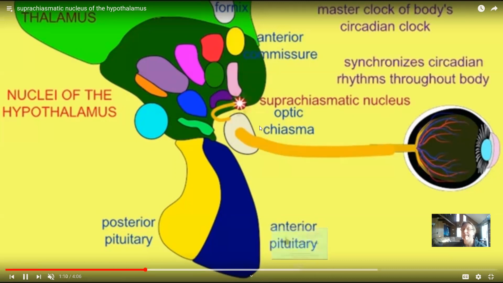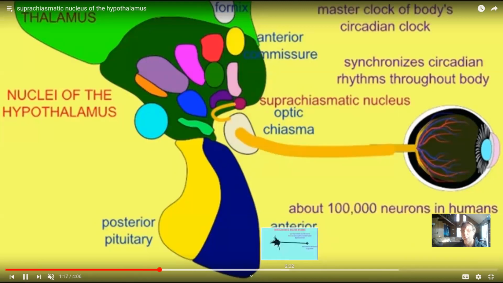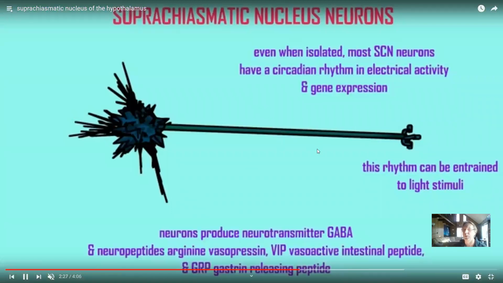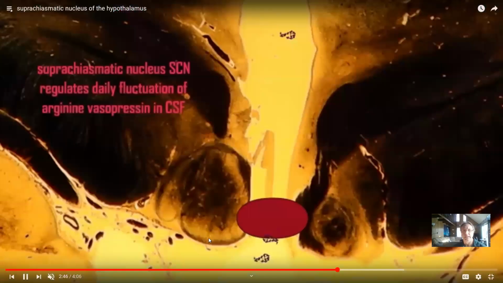So this is the master clock of your body that synchronizes all of your other clocks, like the ones which we'll talk about in the pineal gland separately. So this can actually be seen in individual neurons from this area where they can have a circadian rhythm, even if just the neurons are separate in a tissue culture.